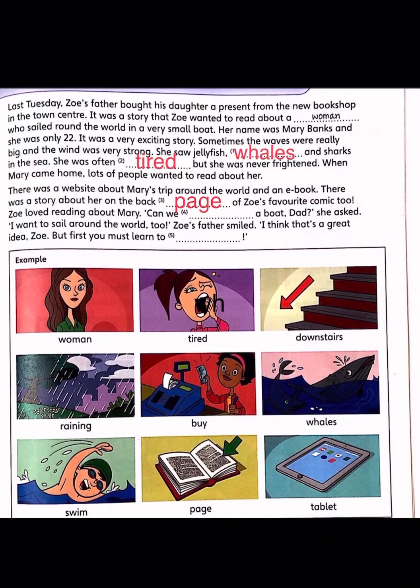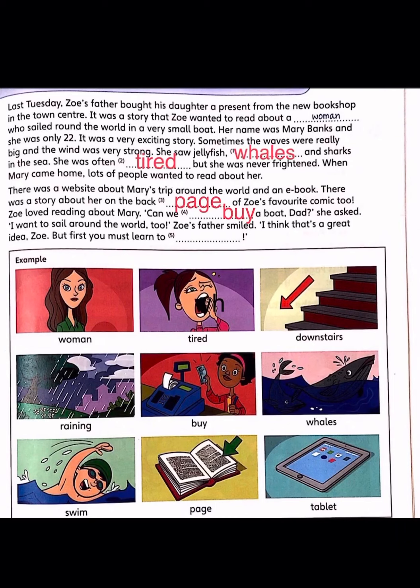Good. We continue with the third missing word. So there was a story about her on the back. On the back. So we have a book, a story. That means a page. So the missing word is page. It's related to comic, book, story, and so on. Next.